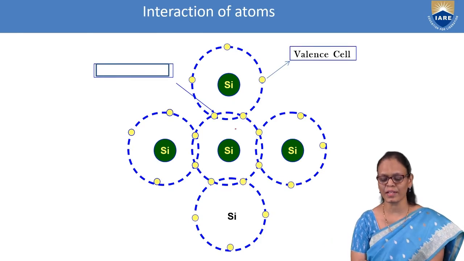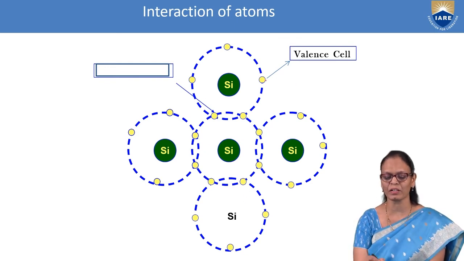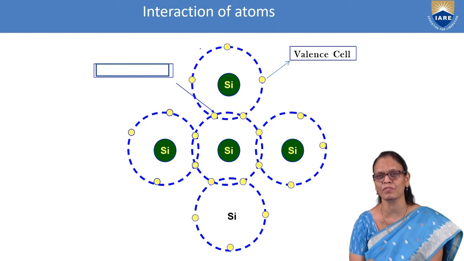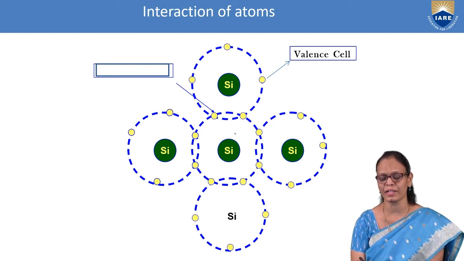So, this is how there is an overlap between the orbits of the neighboring atoms. Here I have shown only 5 silicon atoms. They are arranged in a periodic fashion. You may have many more here and here, but we are considering 5 to understand how they are interacting.